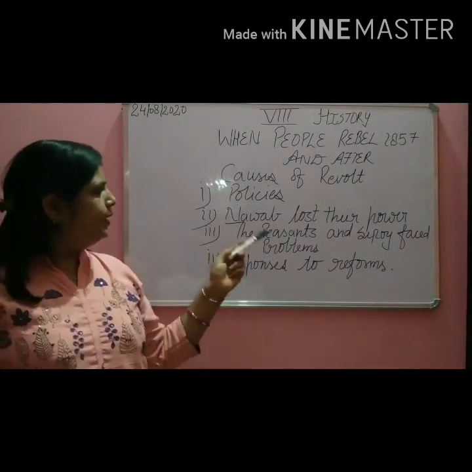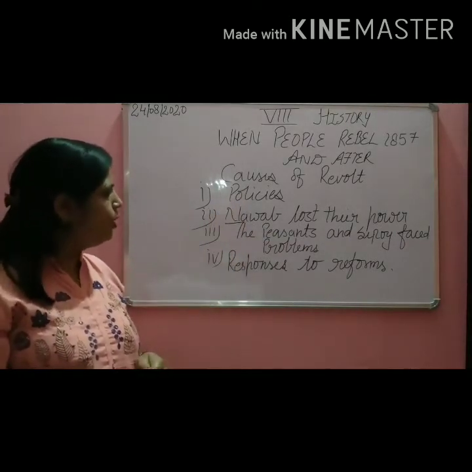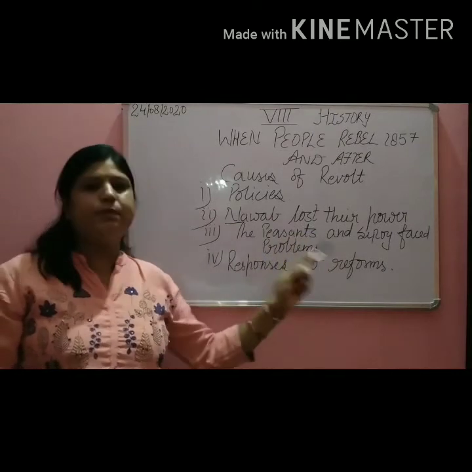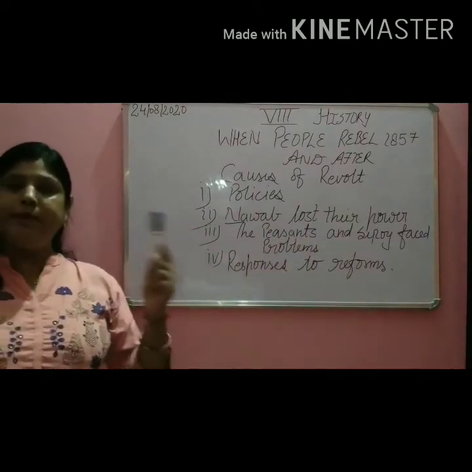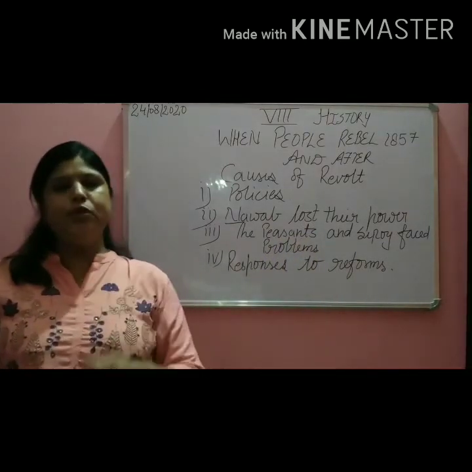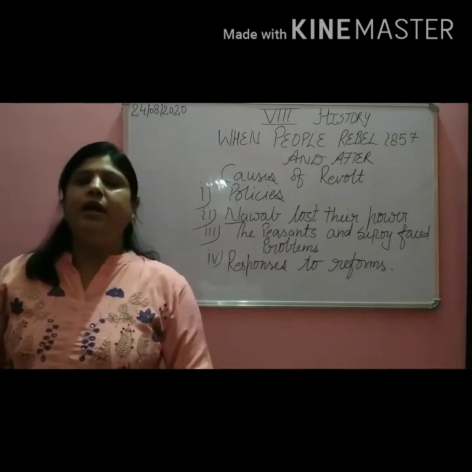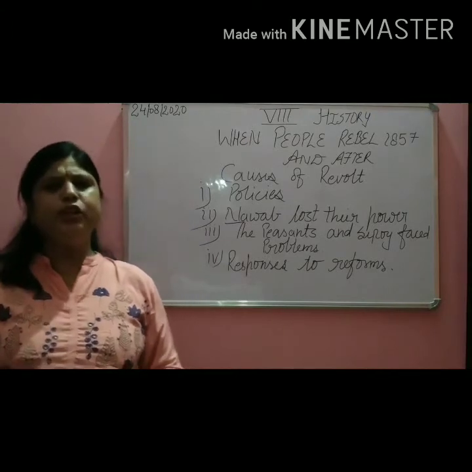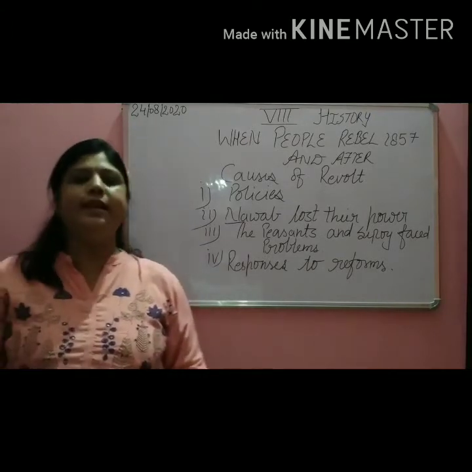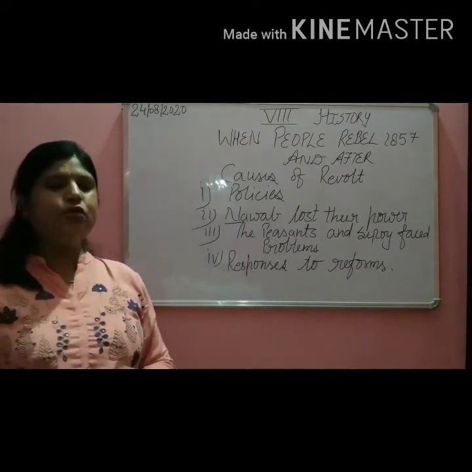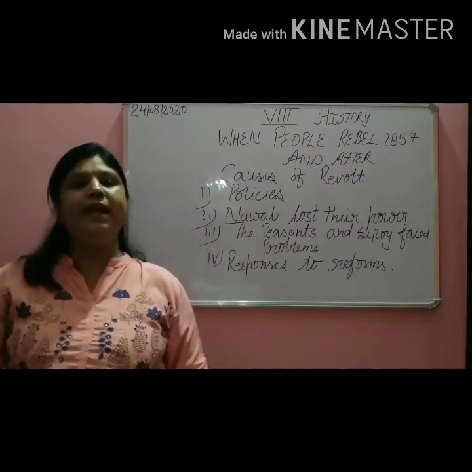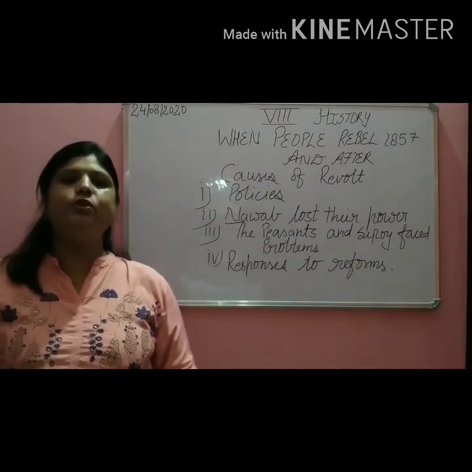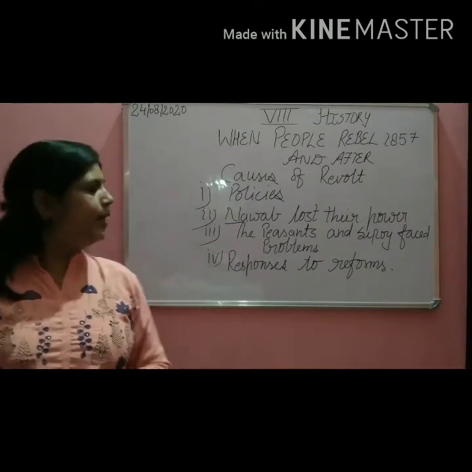And third, the cause of this revolt, that the peasants and Sipai faced problems. Peasants faced problems; in the previous chapter, the third chapter, Ruling the Countryside, we came to know that British introduced so many settlements, and through the settlements peasants faced too much problem because they had to pay a heavy tax, and due to this heavy tax they lost their land.